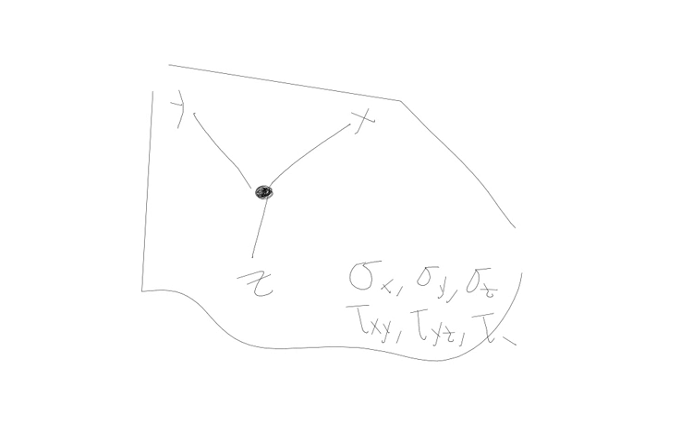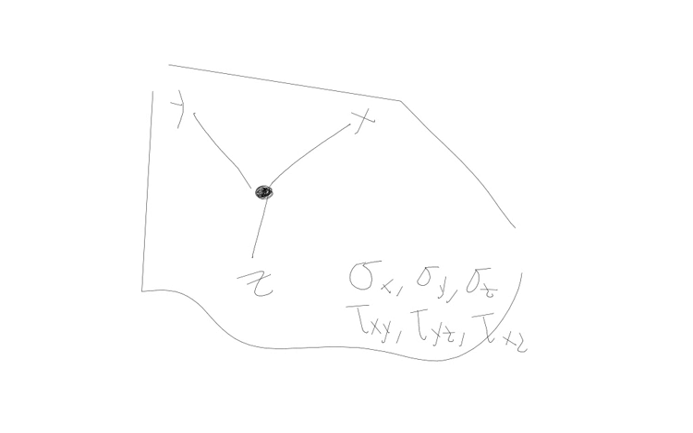Let's say I've got a structure, and then I pick a point, and I'm trying to look at the stresses on this point. Depending on how I choose my coordinate system, if I choose x, y, z, then I'm going to get 6 distinct values: sigma x, sigma y, sigma z, tau xy, tau yz, tau xz.